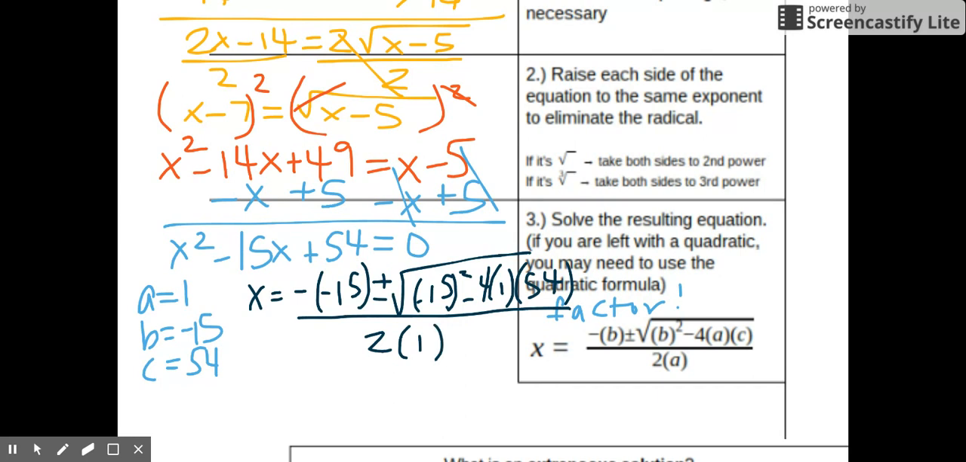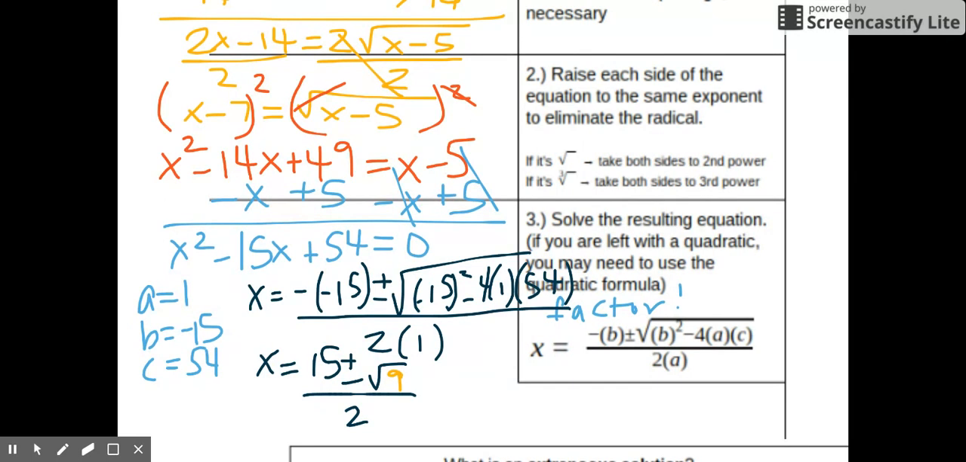So take a second, plug in everything under the radical. So that's negative 15 squared minus 4 times 1 times 54. Okay, so when I typed that in my calculator, I actually ended up with 9. Okay, I'm also going to simplify this other stuff. So I have the opposite of negative 15, which gives me positive 15. I still got my plus or minus, and 2 times 1 is 2.